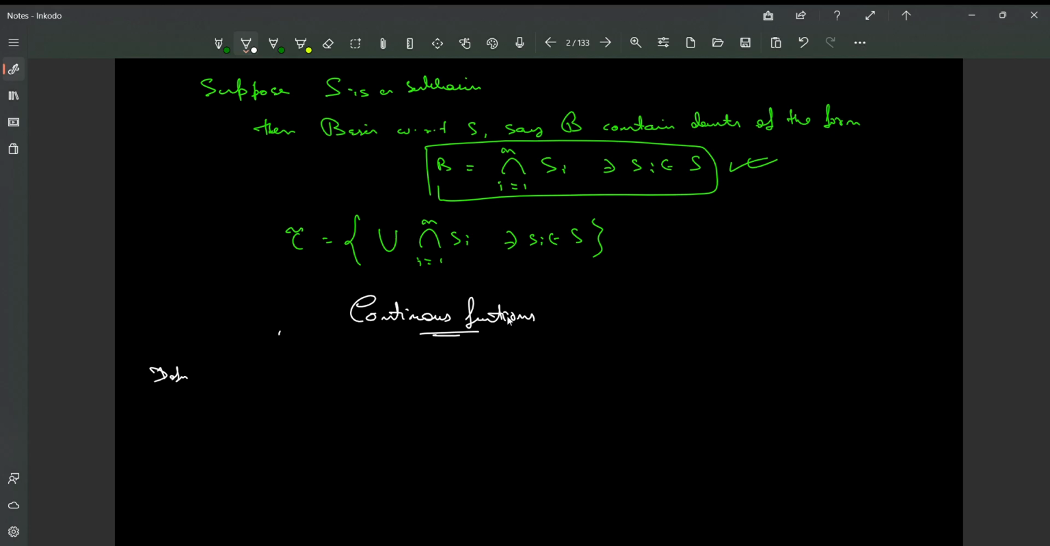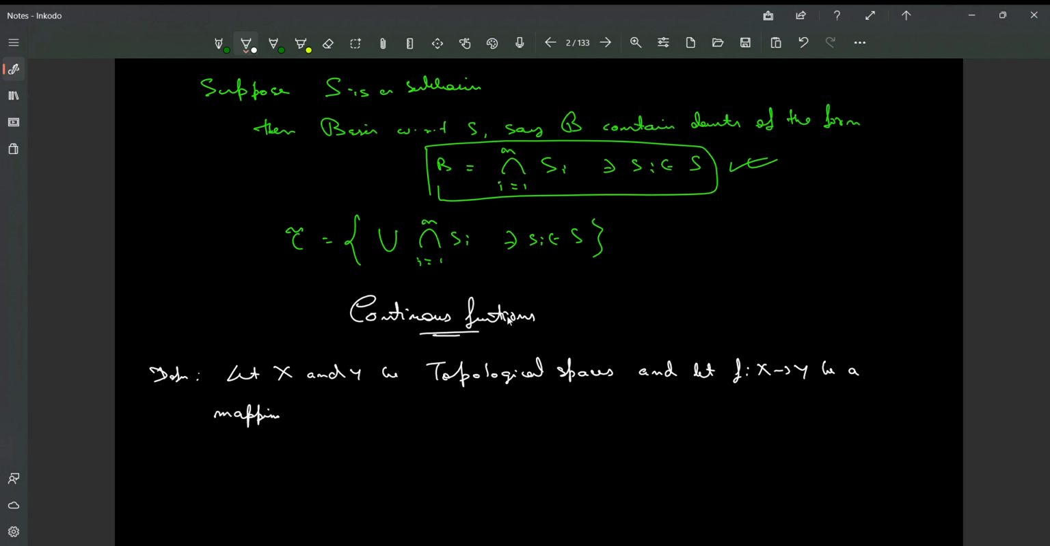Continuous functions. Definition. Let X and Y be topological spaces, and let f from X to Y be a mapping. Then f is said to be continuous.